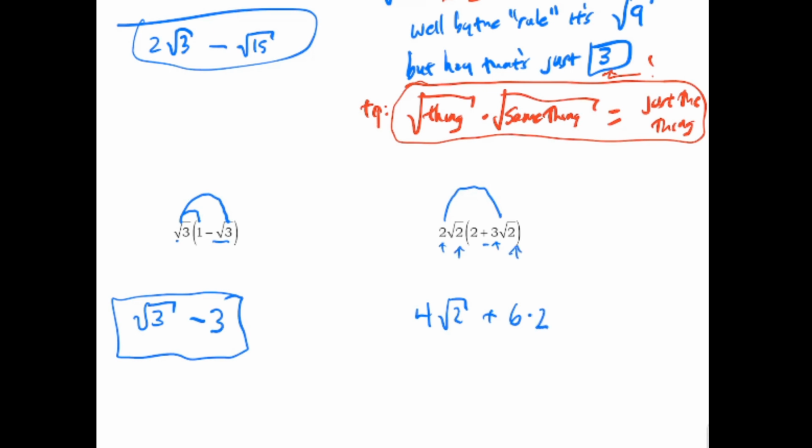Now this is a big string of multiplication, right? It's 2 times a root 2 times a 3 times a root 2. You can arrange multiplication in any order that you please. So I'll just scramble this up a little bit. Notice the 2 times the 3 is giving us a 6, and the root 2 times the root 2 is giving us the 2, and so it really is a 6 times 2.